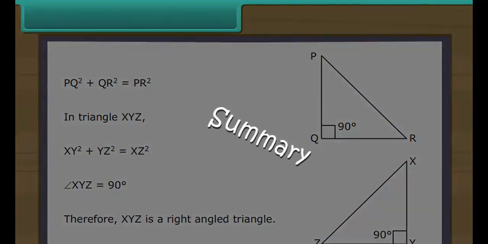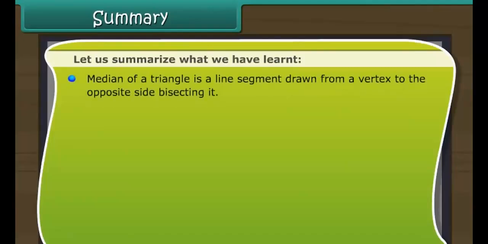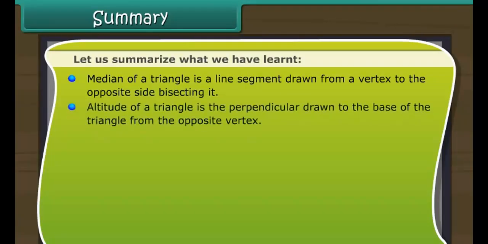Summary. Let us summarize what we have learned. Median of a triangle is a line segment drawn from a vertex to the opposite side, bisecting it. Altitude of a triangle is the perpendicular drawn to the base of the triangle from the opposite vertex.